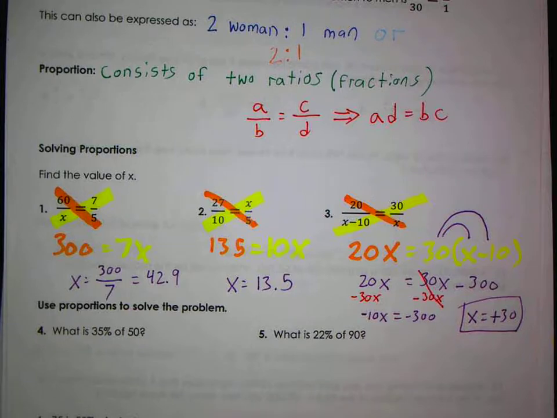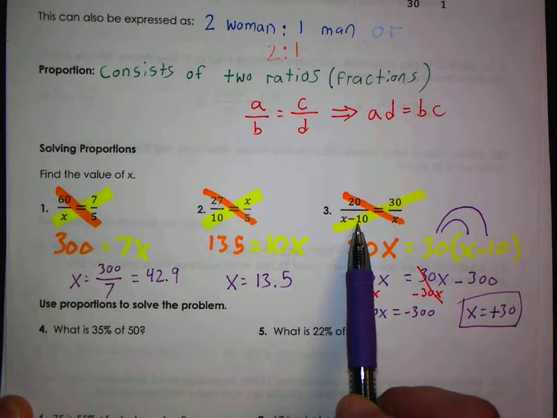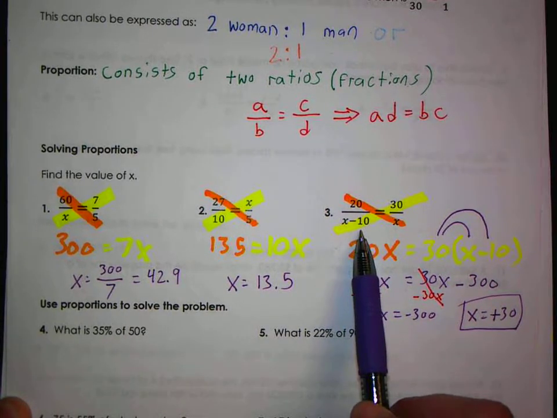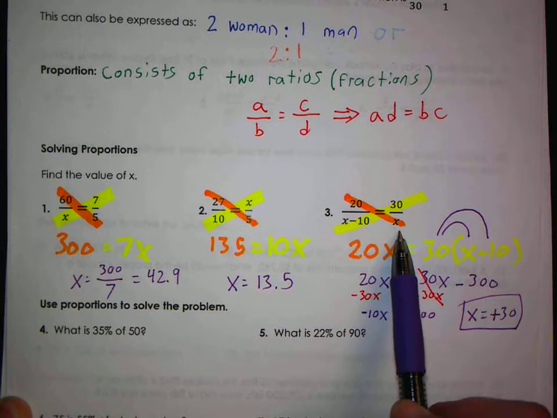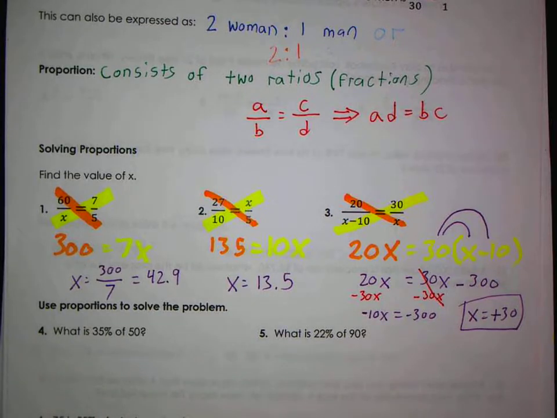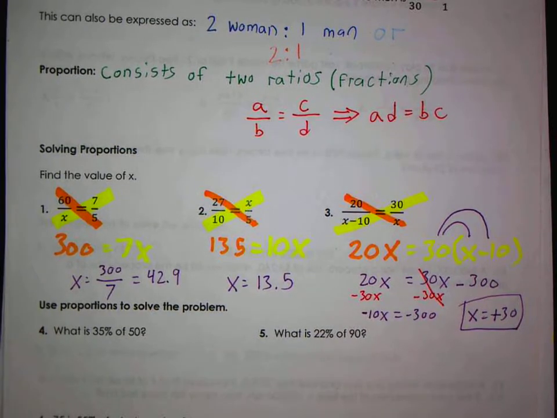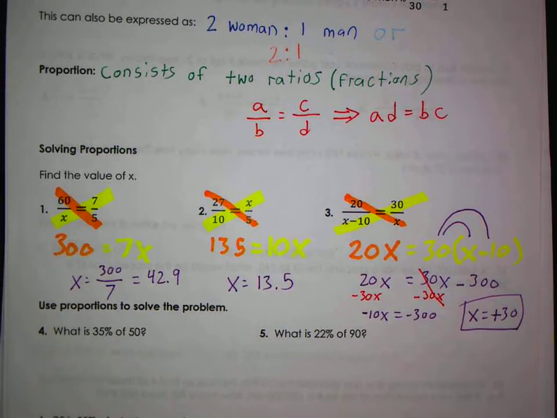How do you check our answer? So x is 30. So 30 minus 10 is 20. And 20 divided by 20 is 1. So I have 1 over here. And then 30 divided by 30 is also 1. So we have 1 equals 1. That's a true statement. So I know I'm correct. Had I plugged in negative 30, then I would have gotten two different ratios. And they wouldn't be the same. I know I messed up somewhere.